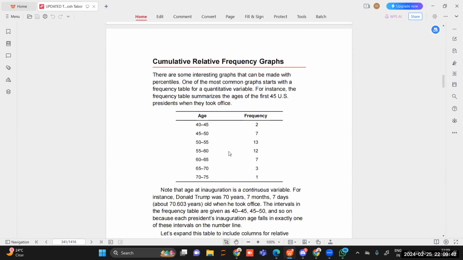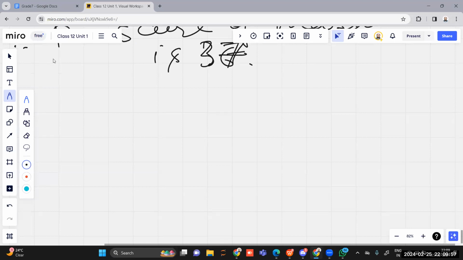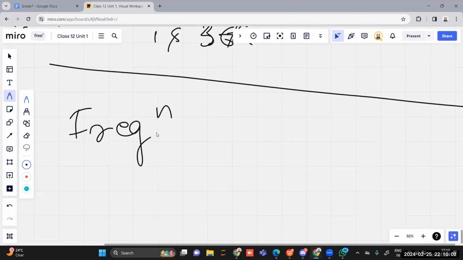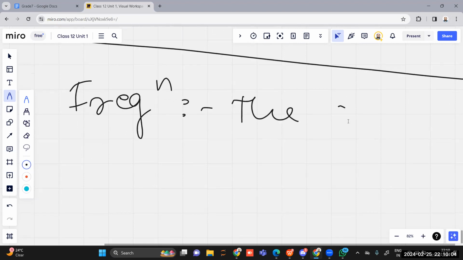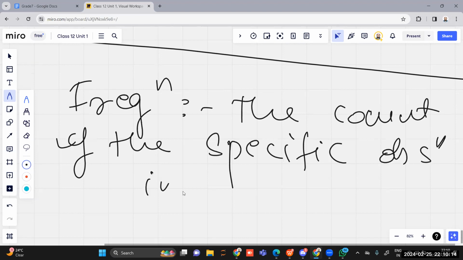Yes. Now is the cumulative relative frequency graph. It's very simple. I'll explain how it is. So what have we seen, frequency? In the previous chapter we had seen frequency. What was it? The count of a specific observation in the data. And what was relative frequency?